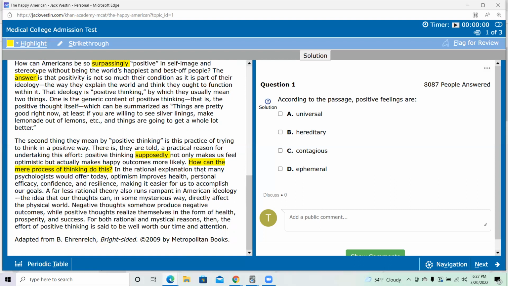In the rational explanation that many psychologists would offer today, optimism improves health, personal efficacy, confidence, and resilience, making it easier for us to accomplish our goals.